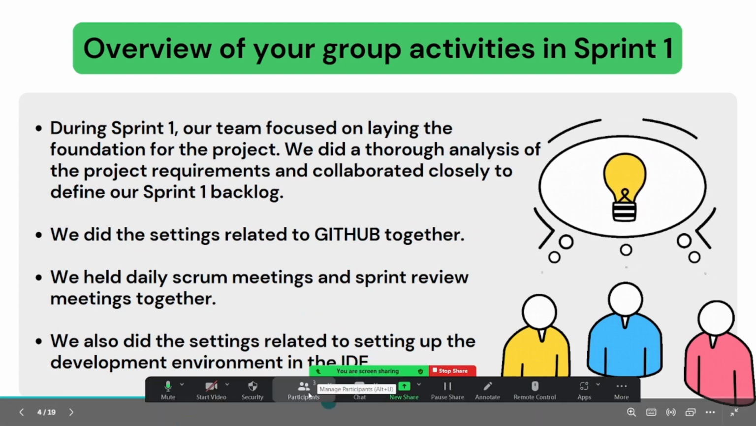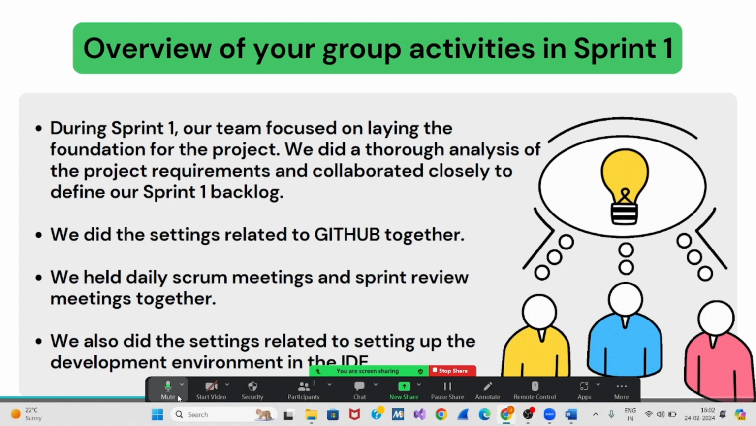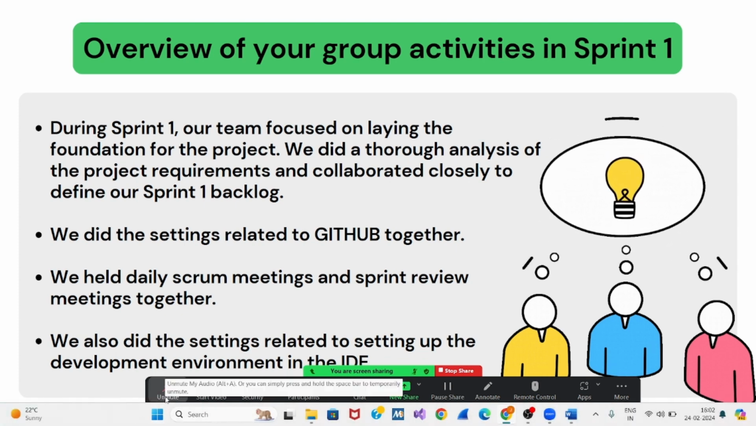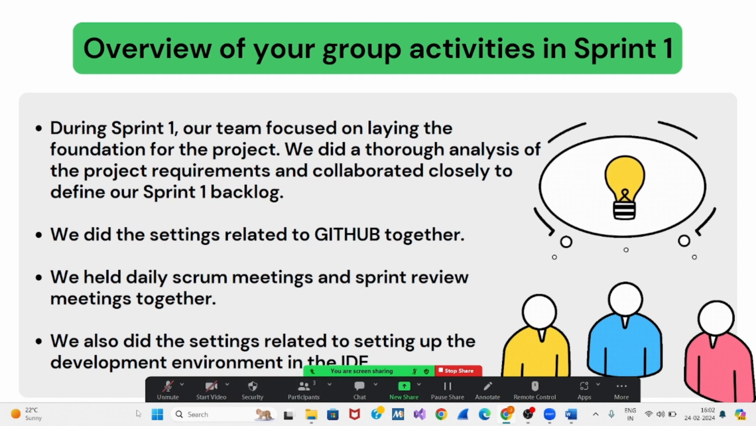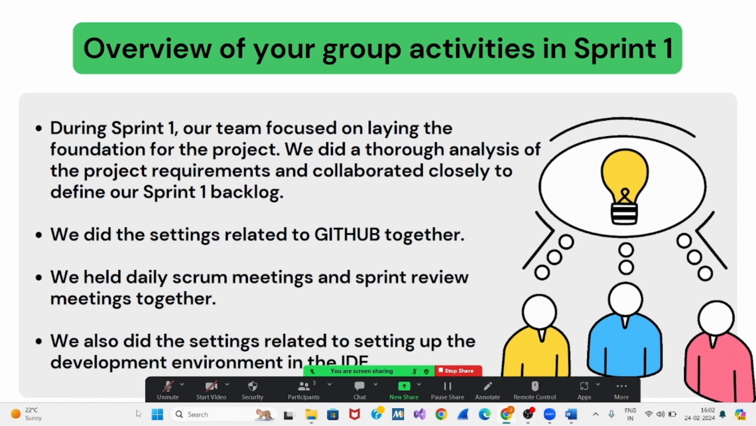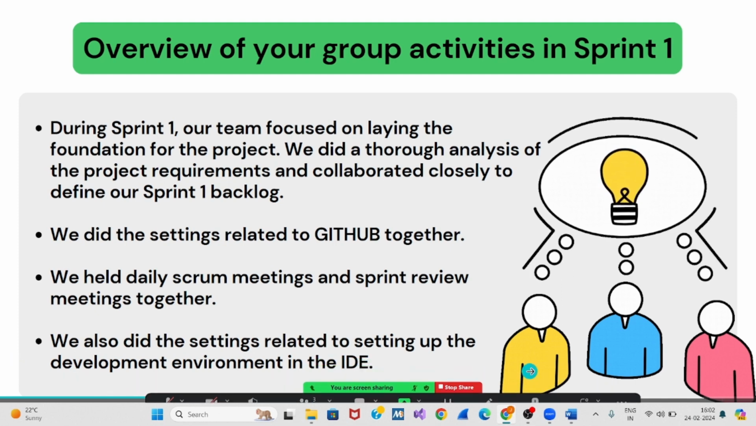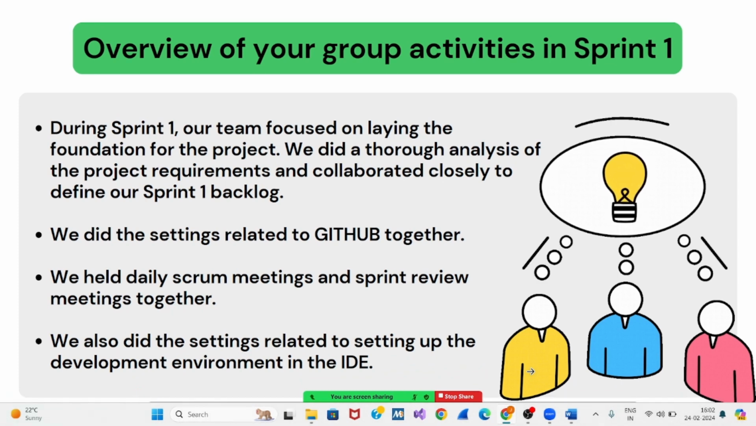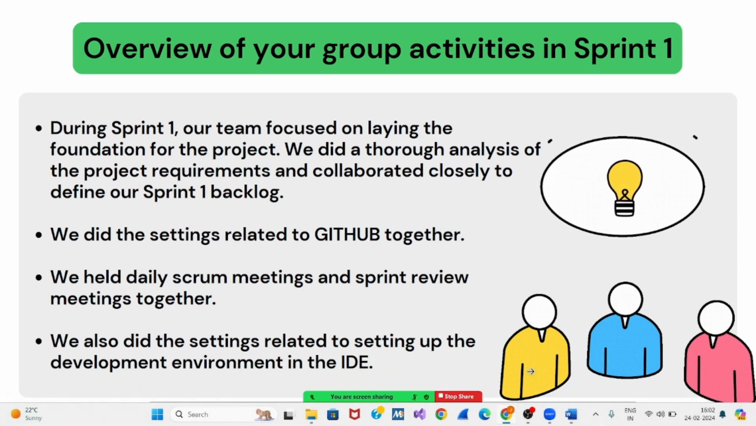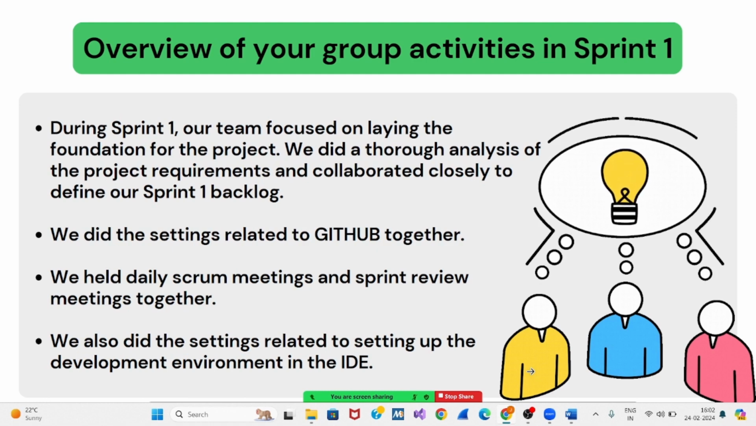Overview of our group activities in Sprint 1. In Sprint 1, our team focused on laying the foundation for the project. We collectively defined our Sprint 1 backlog, prioritizing the most critical tasks to get started. We set up the development environment and configured the necessary tools for deployment. We held daily Scrum meetings to facilitate communication, collaboration, and problem solving with the team. We conducted a sprint review meeting at the end of the sprint to showcase our progress and gather feedback from stakeholders.